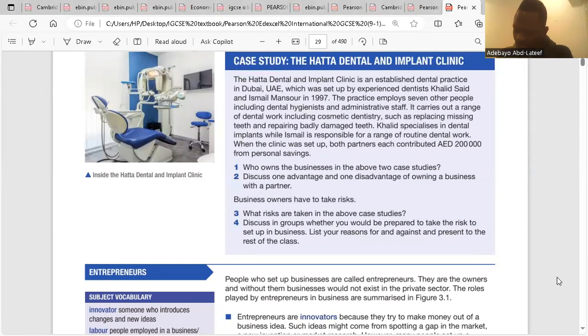The disadvantage is that all profit is shared among partners. All risks are shared among partners.